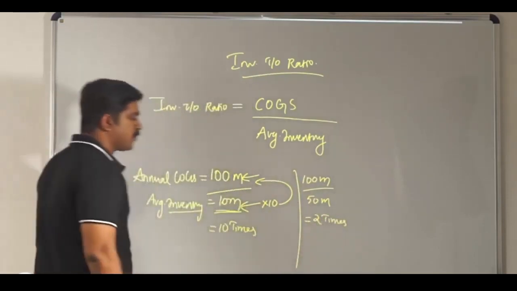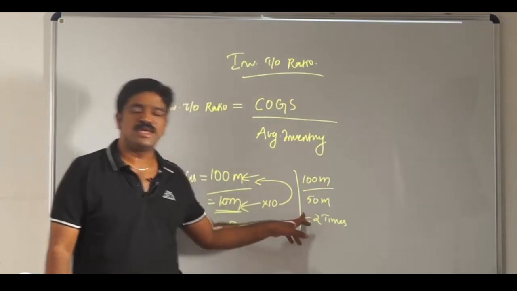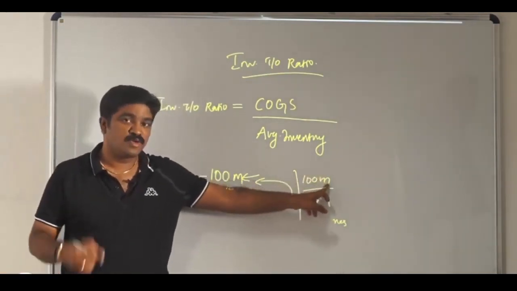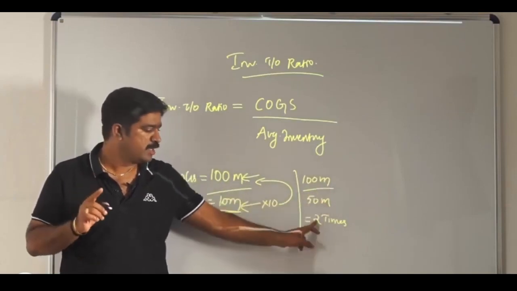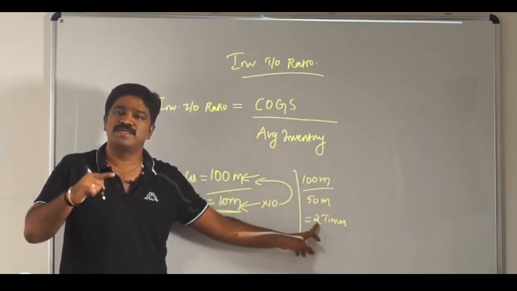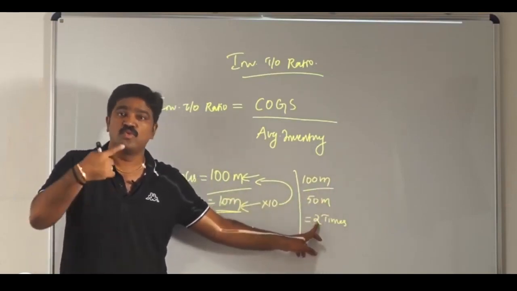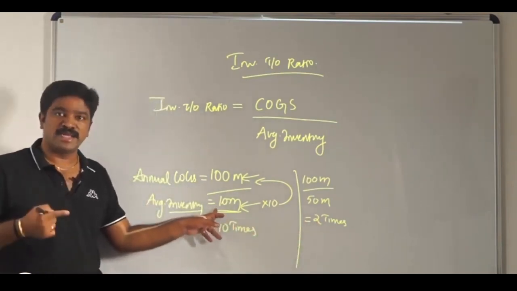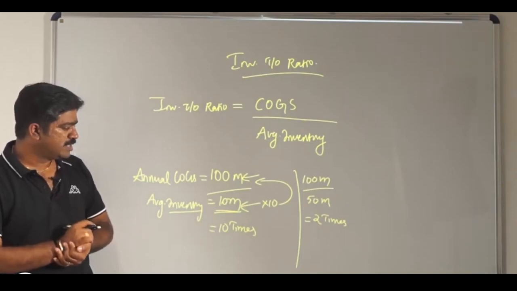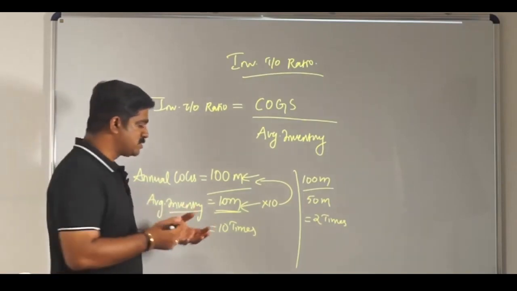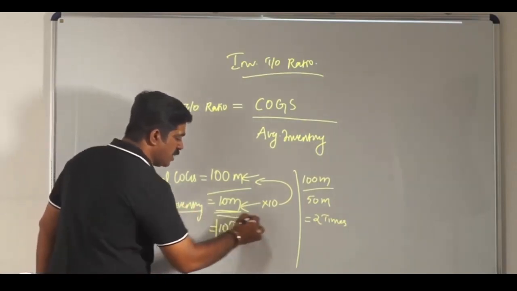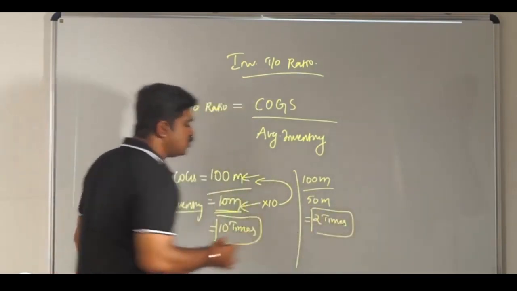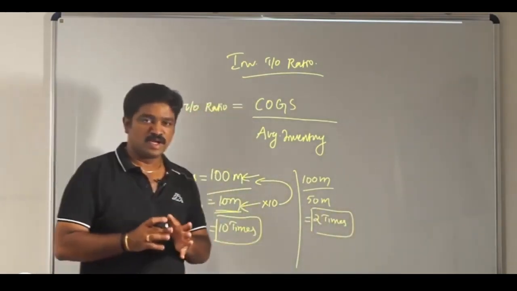Now look at here, on an average they are maintaining inventory of 50 million, and one full year their total cost of goods sold is 100 million. It means they were able to rotate the inventory only 2 times in a year. Here they were able to rotate inventory 10 times in a year. Now what is the difference? What makes sense? What is the benefit you get when inventory is rotated 10 times? What is the benefit you are losing when the inventory is rotated only 2 times?